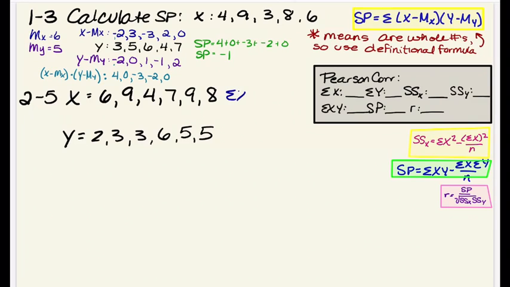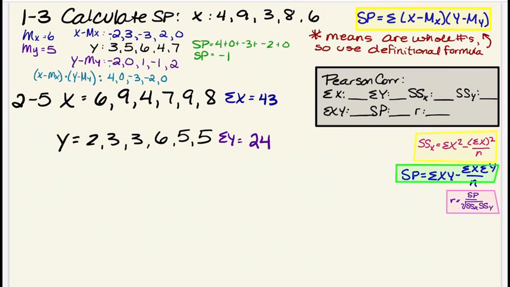To find the sum of x, we will add up all of our x scores and come to a value of 43. We'll do the same with our y scores and come up with a value of 24. Since we're using the computational formula, we'll multiply each x score with its corresponding y score and then add those values together to give us the sum of xy. And we'll come up with a value of 178.